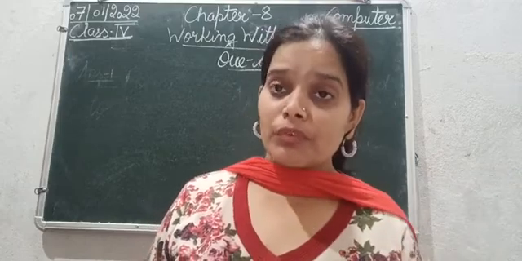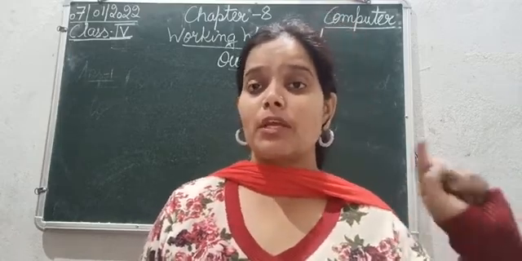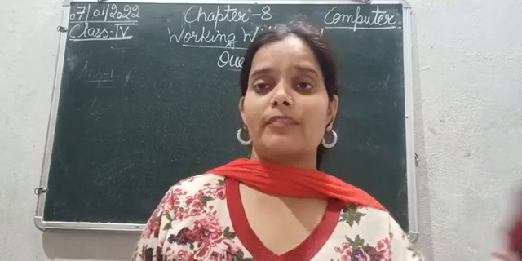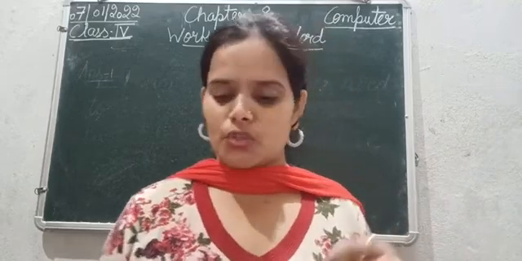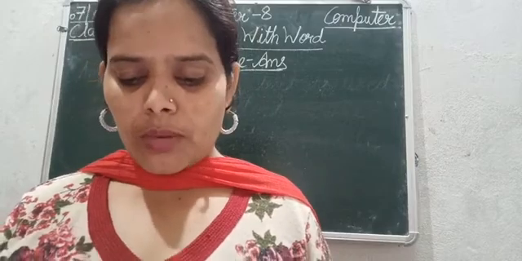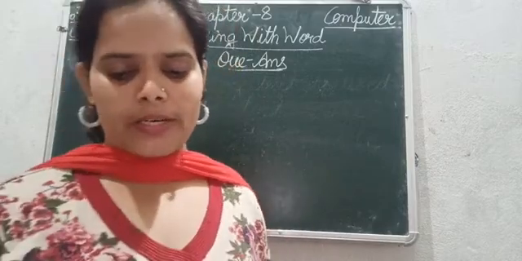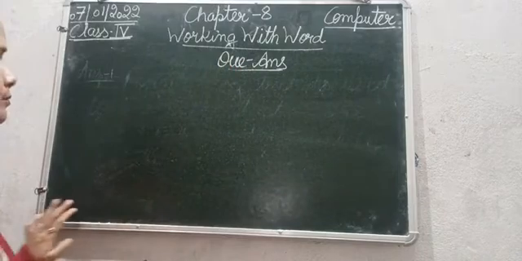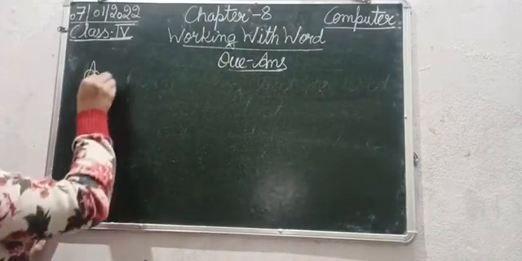But when we move a text, what will happen? The text will be removed from its original position, and it will appear at the new position. So this is the difference only. So write: moving a text means the text will disappear. Answer number 2.